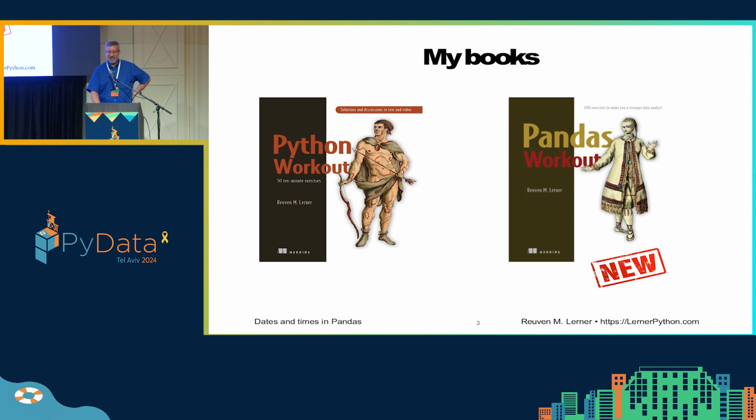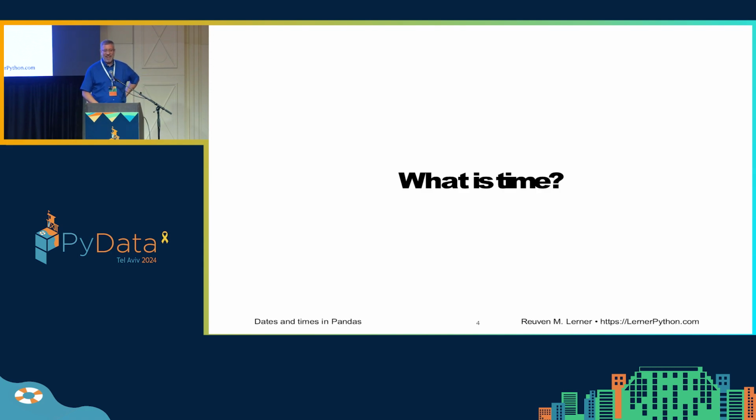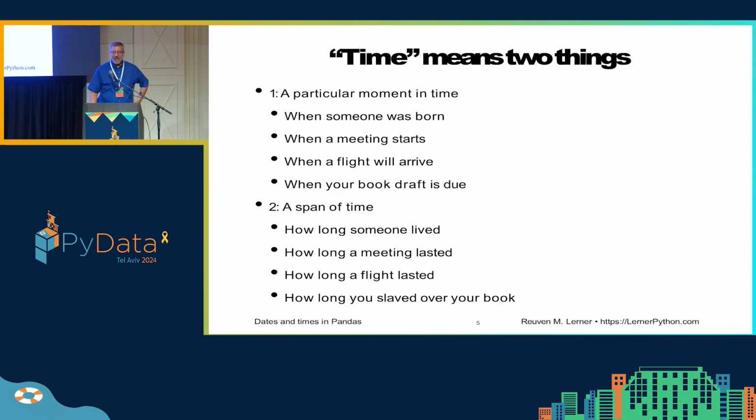But let's get to our topic, which is, what is time? And basically, time really means two different things. When we use human language, we don't even know it, but we mean two different things. But when we're using a programming language, when we're using Python, when we're using Pandas, we have to break this down. One of those things is a particular moment in time. It's a specific time, maybe when someone was born, when someone dies, when a meeting starts, if the meeting does not start on time, when a flight will arrive, when your book draft is due, although that's what we call an imaginary number. And then we have spans of time, right?